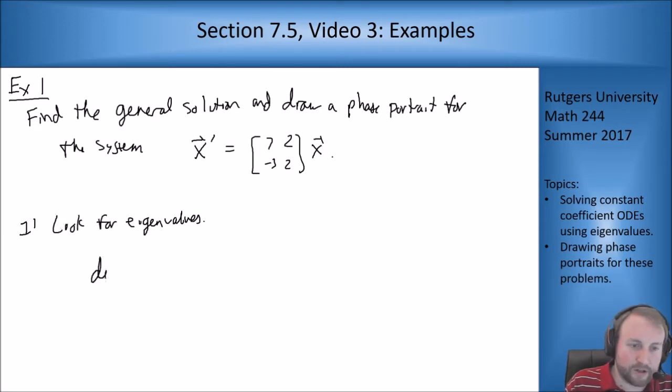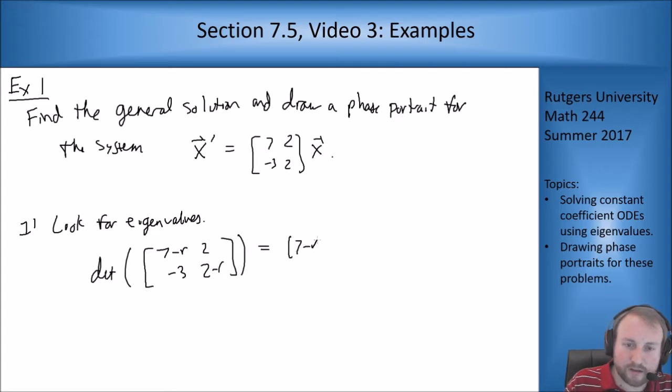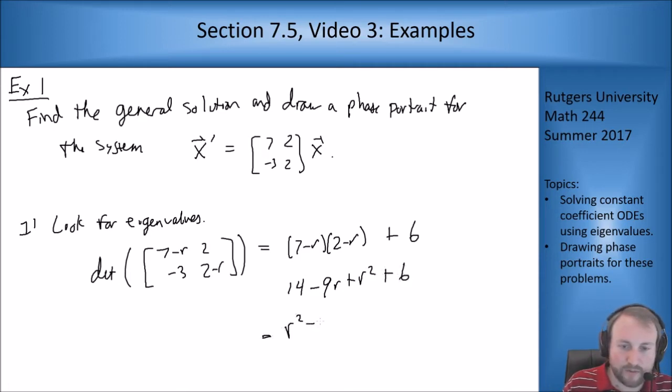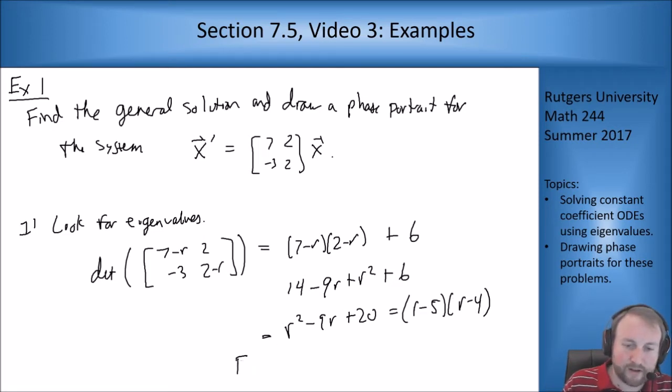For this, we take the determinant of the matrix, where we subtract an r along the diagonal. So 7 minus r, 2, minus 3, 2 minus r, which is (7 minus r)(2 minus r) plus 6. Here I get 14 minus 9r plus r squared plus 6, which turns into r squared minus 9r plus 20, which factors as (r minus 5)(r minus 4). So my eigenvalues are 4 and 5.